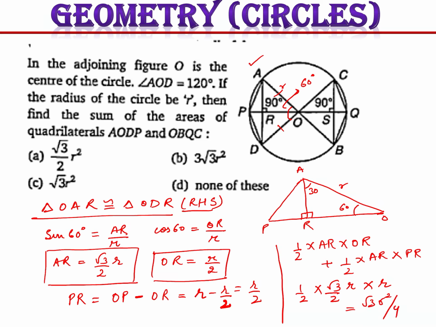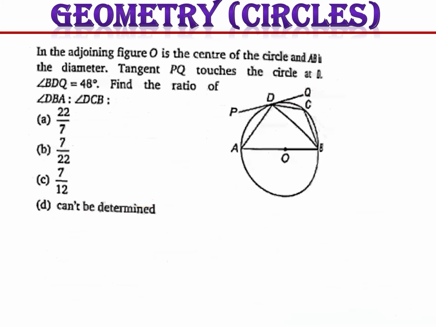Now you have to find the sum of the areas. What I will do is multiply this by 4. Simple. You will just multiply this by 4 and your answer will be root 3 R square, which is the sum of the areas of these two quadrilaterals. I hope this question is clear now. A simple application of trigonometry.